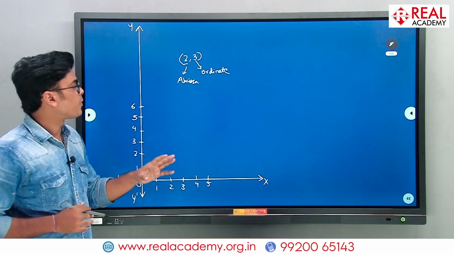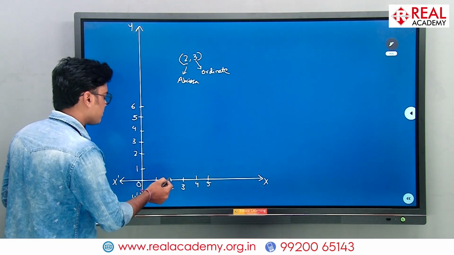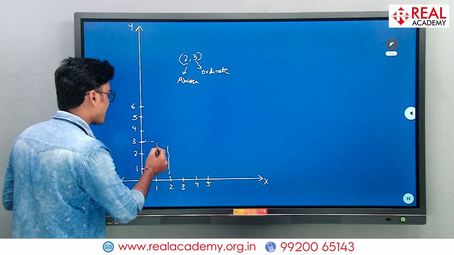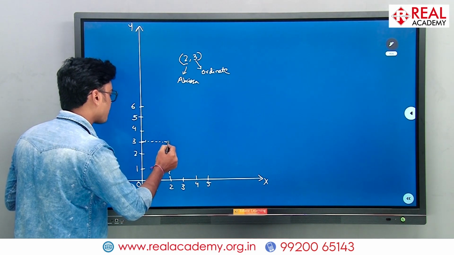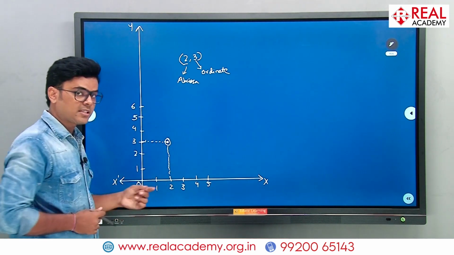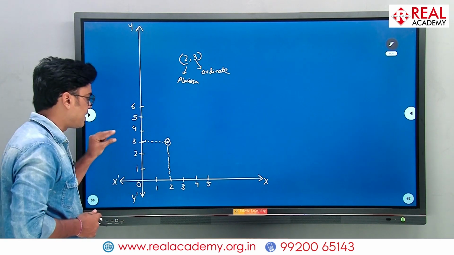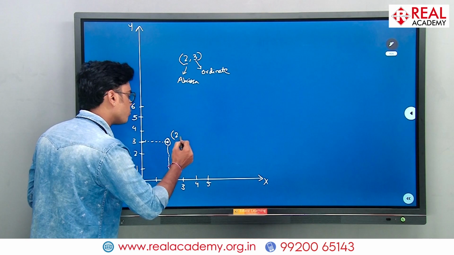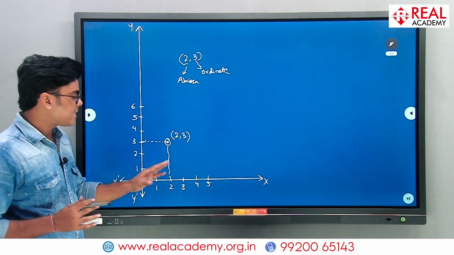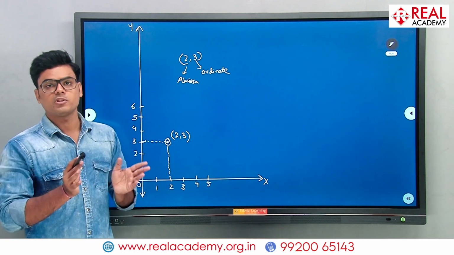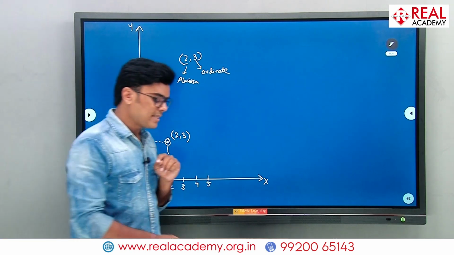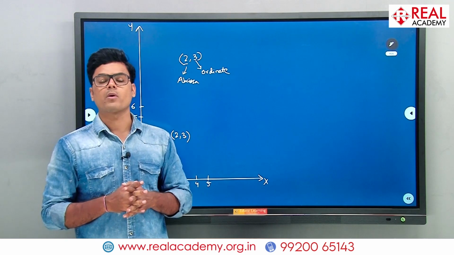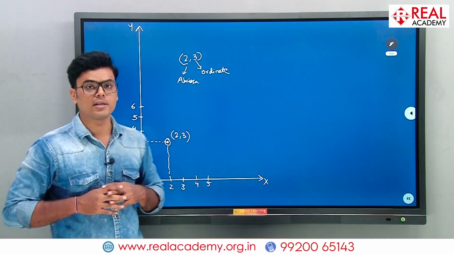You know how to plot this point. 2 will be on the x axis, correct, and 3 will be on the y axis. So this is the point where the projections of 2 from the x axis and 3 from the y axis will intersect. This is your point 2, 3. Now these are the very basics of coordinate geometry which you know, correct? And also in the 9th standard we studied a formula called the distance formula. So distance formula is also part of coordinate geometry.